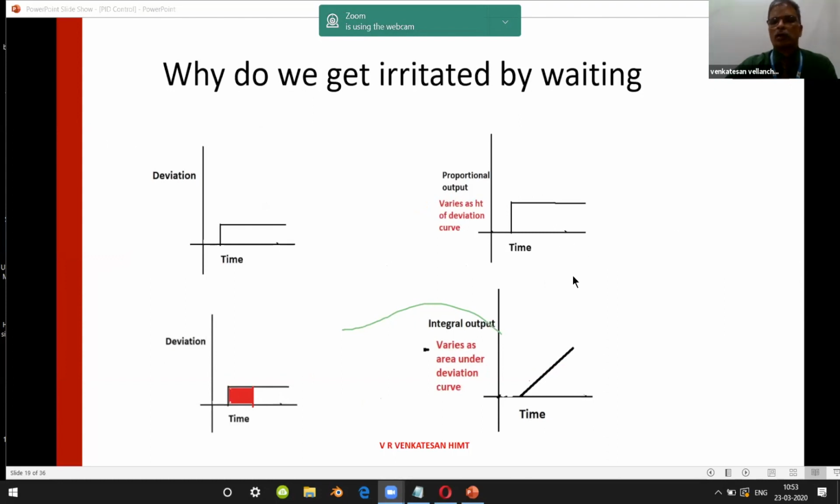This also gives an example of why people get irritated when you wait. If you go to a restaurant or an office or anywhere, we know that if you ask for something, it will not happen immediately. Like, I go to a restaurant and I want something to eat, and I place the order, and I have not got it yet. So this is the deviation. I ask for one masala dosa, then the desired value is masala dosa. But what is given to you is nothing has come. So this is a deviation, and time is passing.